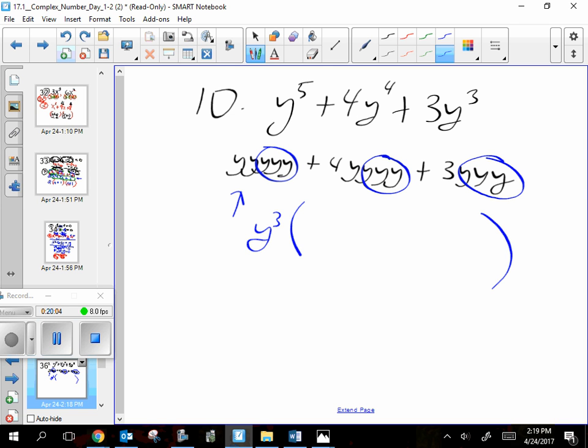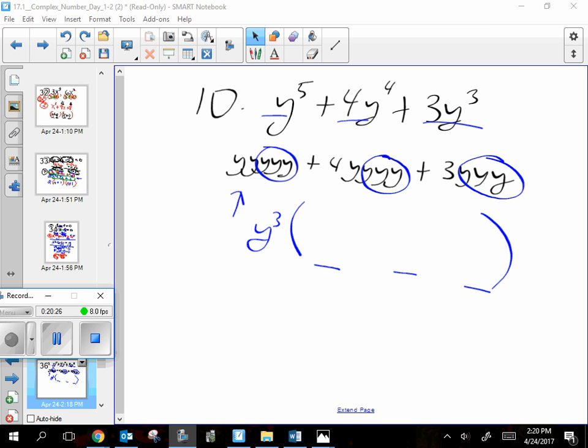Y to the third is the thing that was in common. And now that I take that out, this one's critical. Everybody see if you know what you get when you take out the y to the third. A lot of people got that wrong on the little practice quiz we just did. Try to see what's left. Once you take out a y to the third out of all three of these, what do you have left? I'm going to pause for a minute while you try that. Okay, here we go.